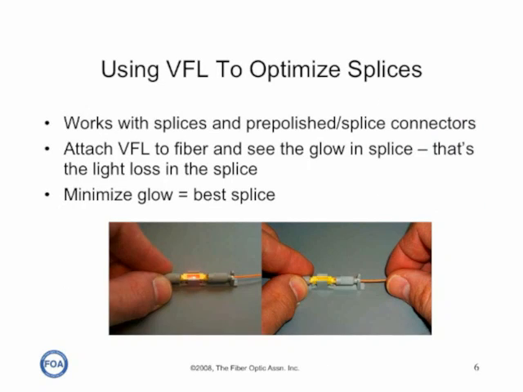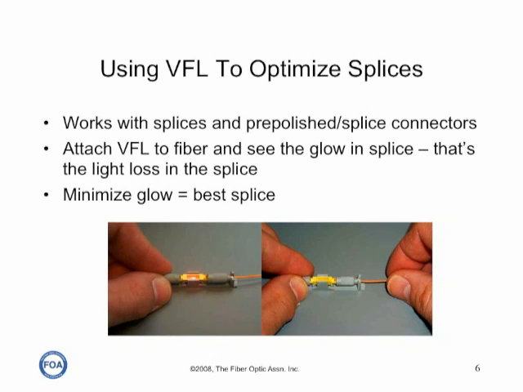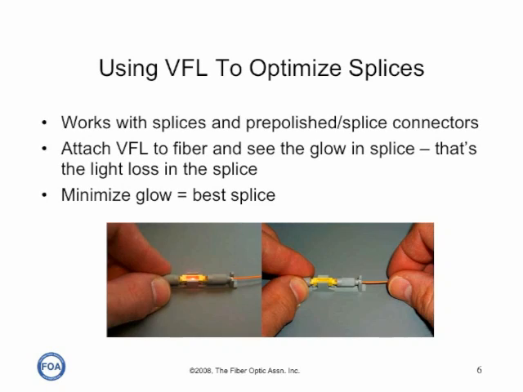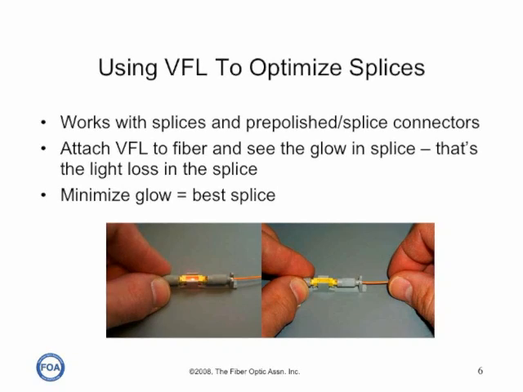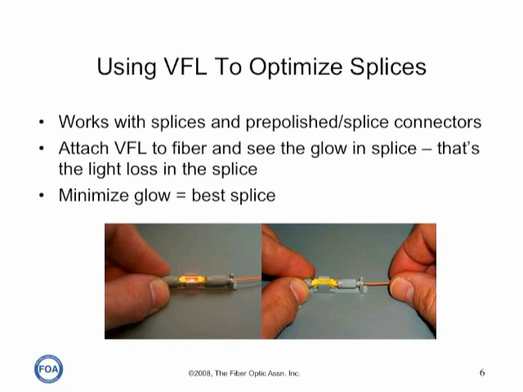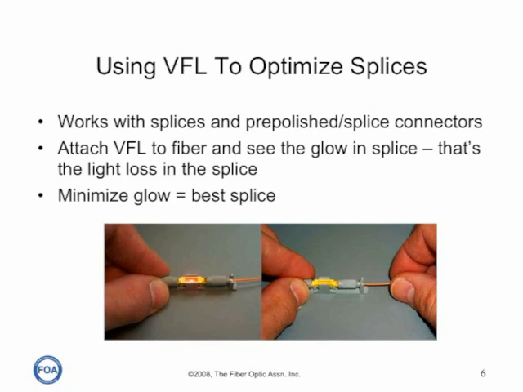Another use for a visual fault locator is to optimize mechanical splices, or to use it with pre-polished splice connectors to optimize the splice in the connector itself. You simply attach a visual fault locator to the fiber, and the light that's lost in the connection will be a glow, a bright red glow, and you can minimize that and get the lowest possible loss from the splice. It's a simple process, been used for many years in fiber optics to great advantage.